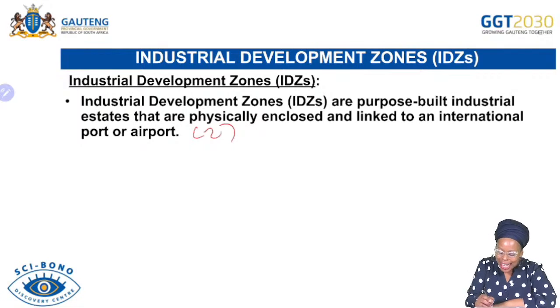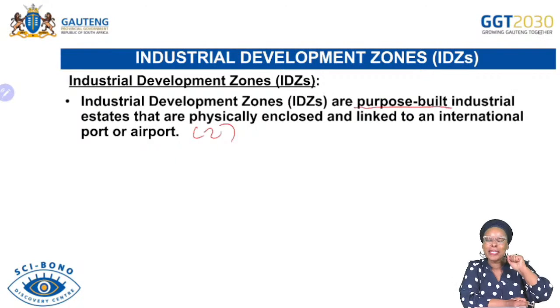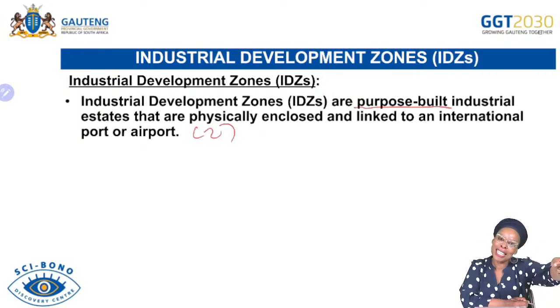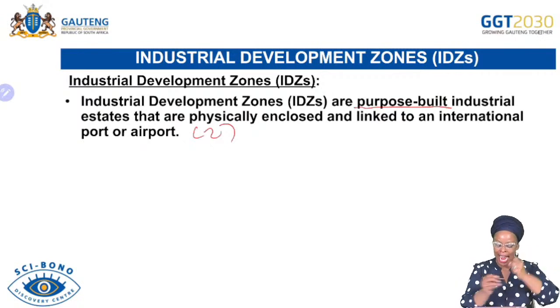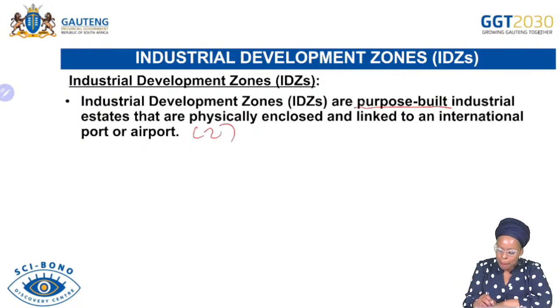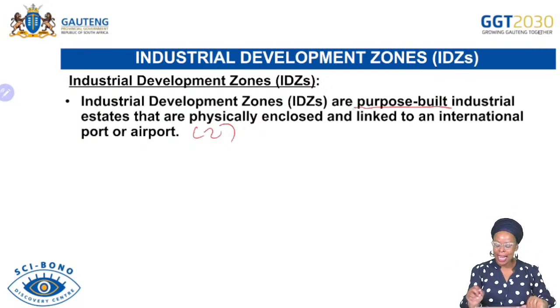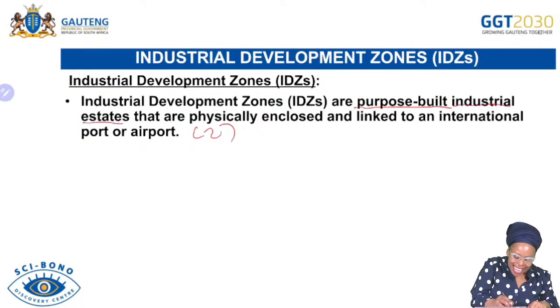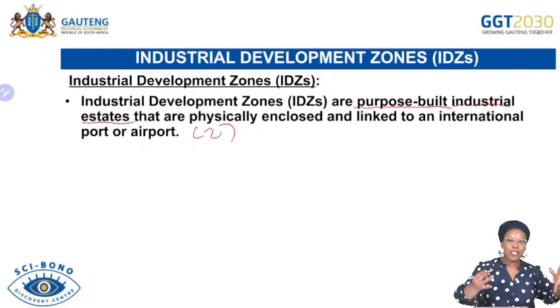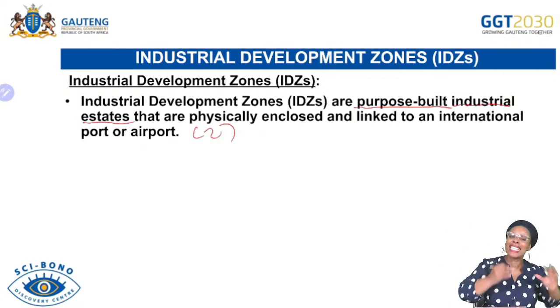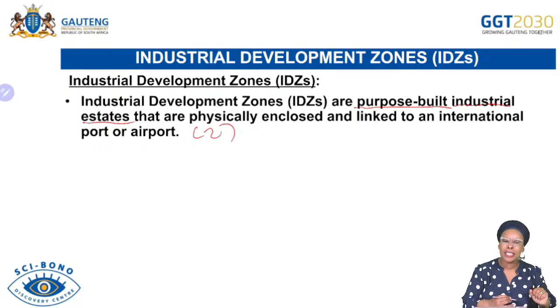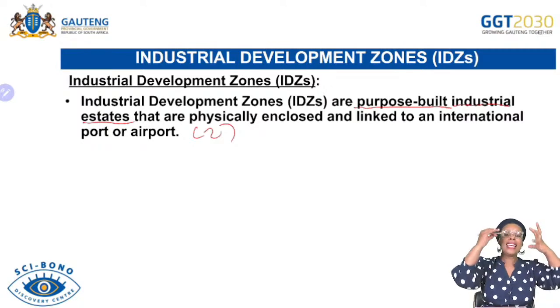Number 1, you need to know that IDZs are purpose built. There is a purpose. There is a reason why we have this IDZ. The purpose is that whatever industry is found there should produce goods and export them. The purpose is for exportation. Hence, they are known as purpose built. They are purpose built industrial estates, which means where they are found, it will be only industries, no residents, no houses, nothing else but industries.